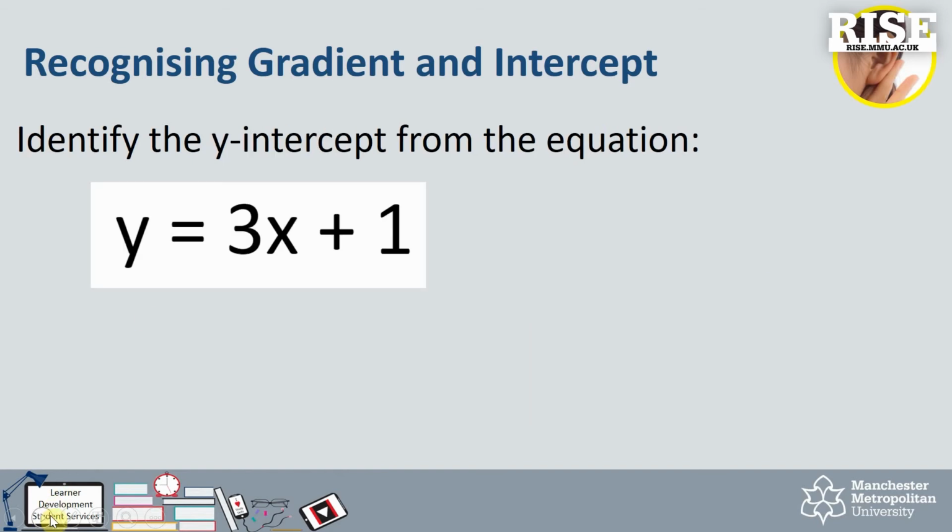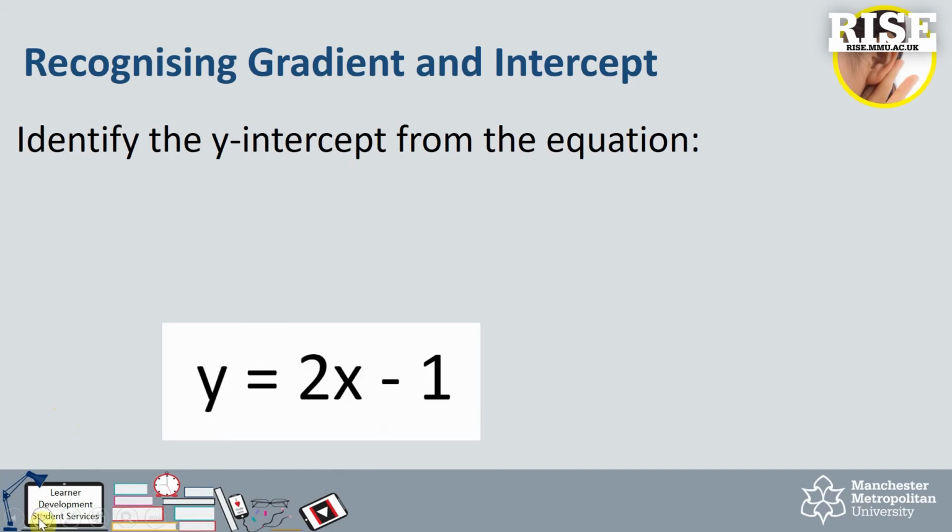What about the y-intercepts from those equations then? Where does it cross the y-axis? Well, this equation just cuts the y-axis at positive 1. I can see that as it's the additional bit of my equation, plus 1. What about here? What's the y-intercept? Yes, it's negative 1.